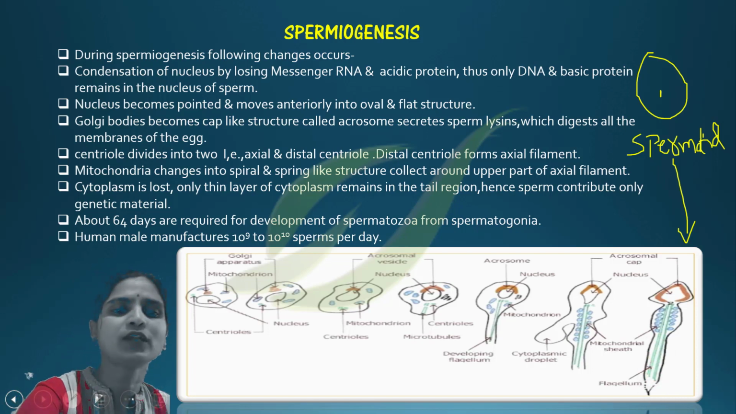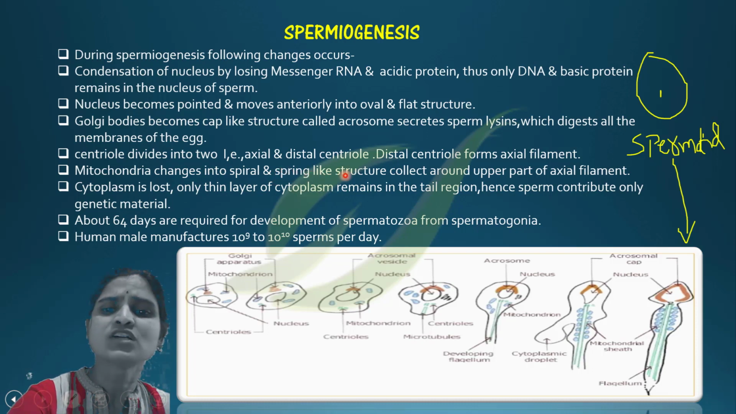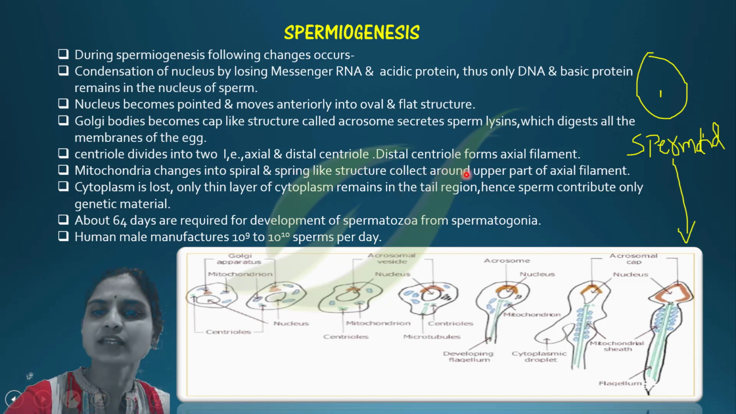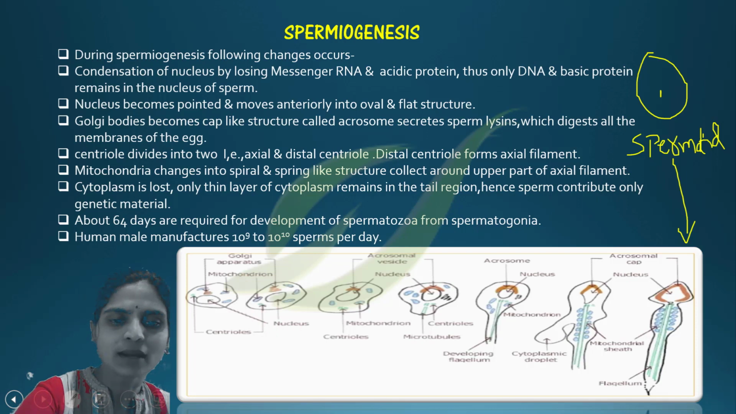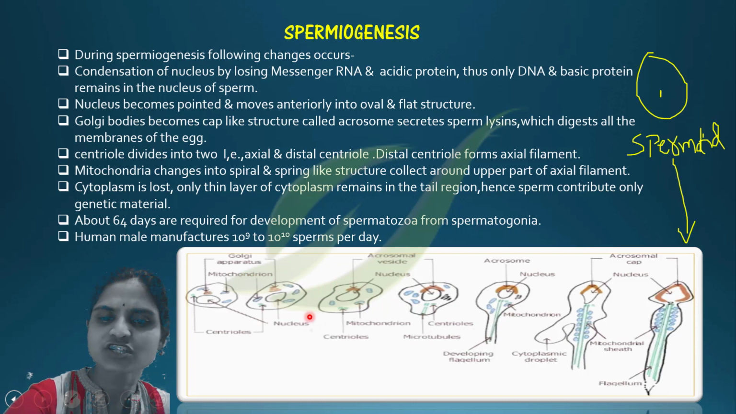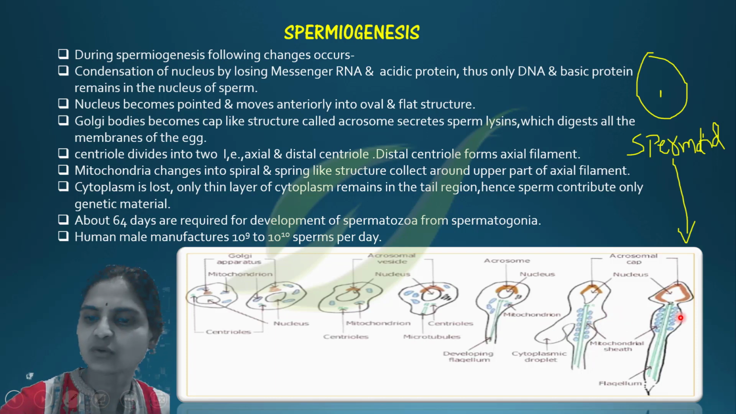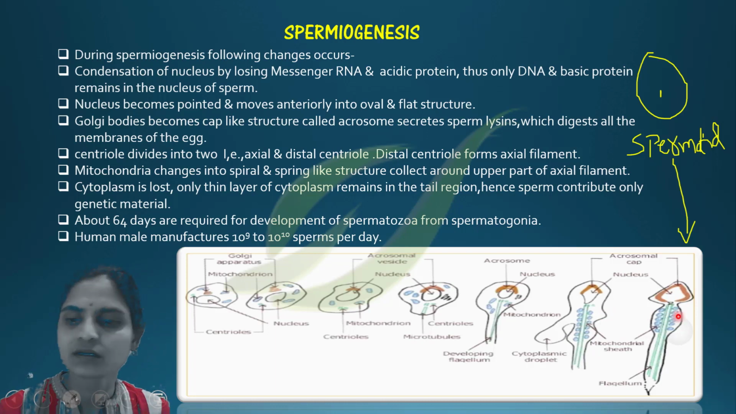Next we can find the mitochondria. The mitochondria change into a spiral, spring-like structure and collect around the upper part of the axial filament. You can find here the different stages of the mitochondria. The mitochondria is changing slightly, and you can find here that it has become a spring-like structure. Clearly you can find here that it has become a spiral, spring-like structure.